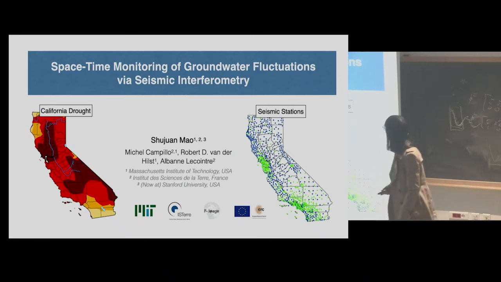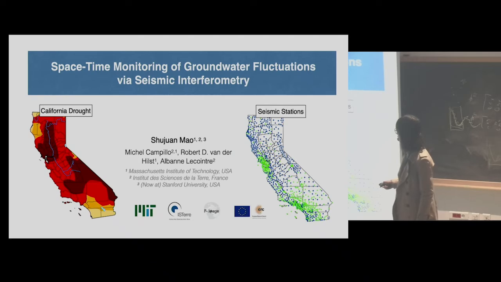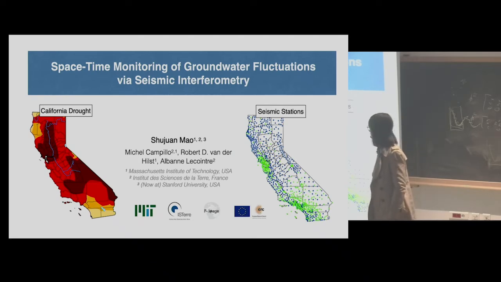this week. Another key aspect of this study is that we not only look at the temporal changes, but also look at the spatial variations. This work was guided by my PhD advisors, Michelle, who is sitting here, and Robin Hust from MIT, and it's also in collaboration with a colleague, Alban Leconte from ISTerre.